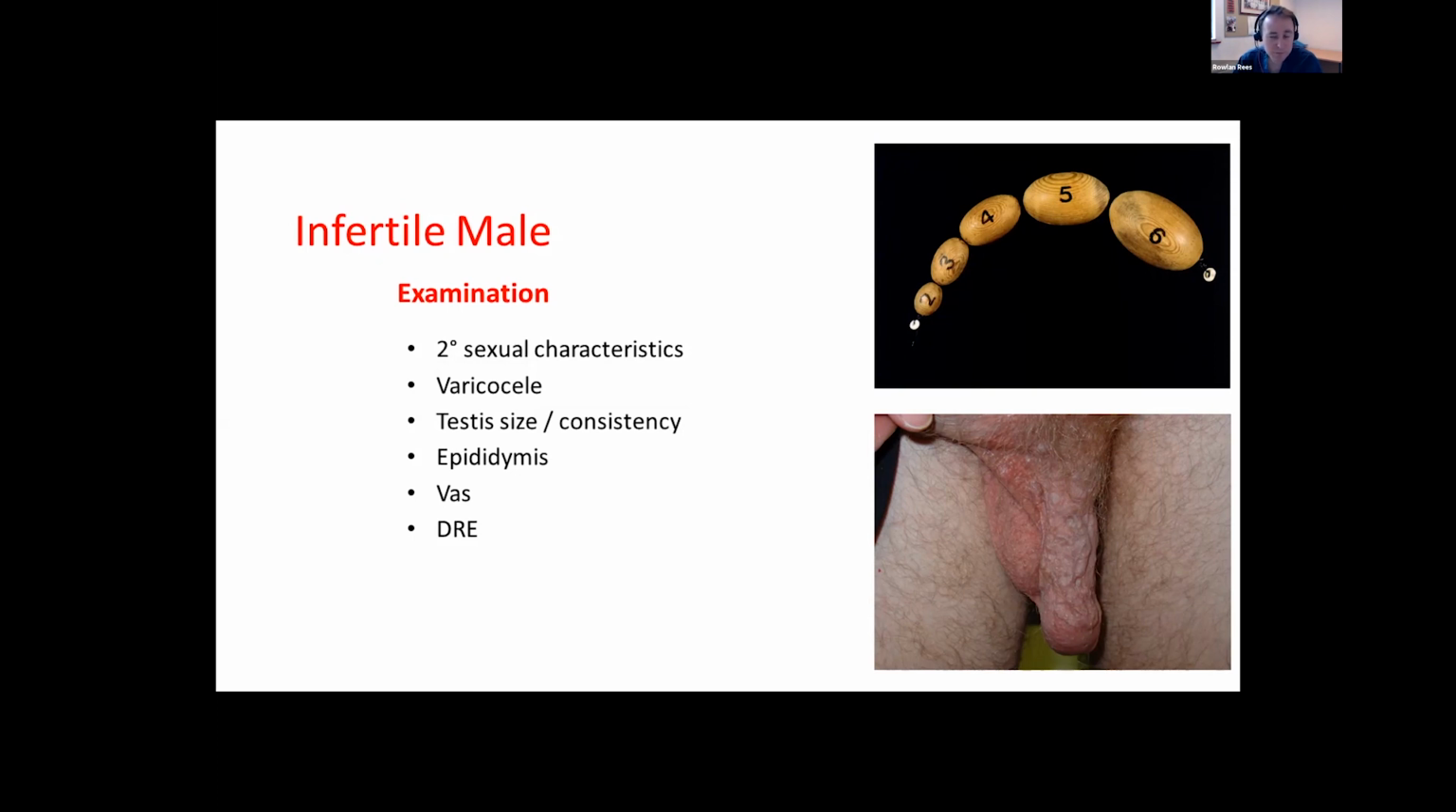Are they normal? Are they small? Can you feel them at all? Are they in the right place? And then onto the epididymis. Is it palpable or not? If it's palpable, is it distended? Is it firm? Has it got cysts within it?